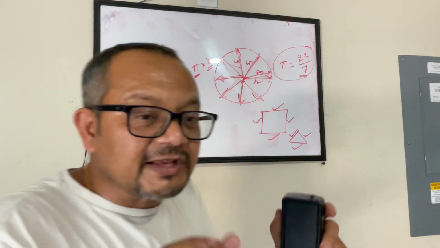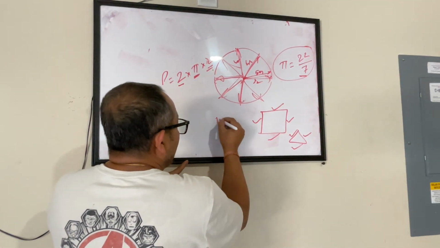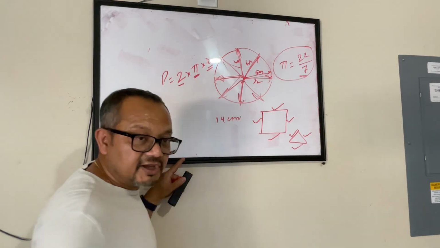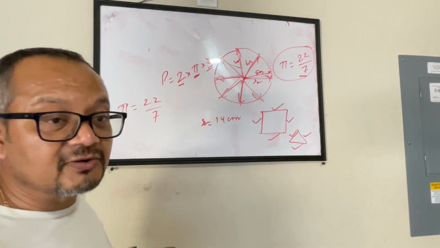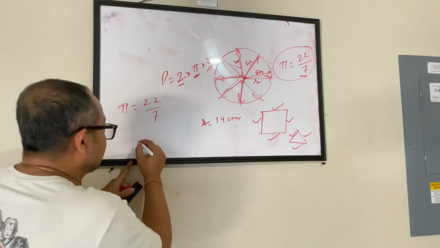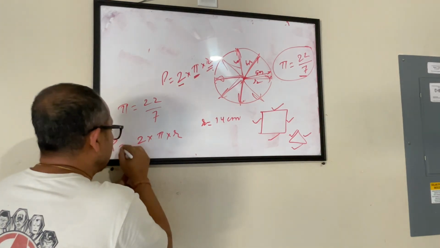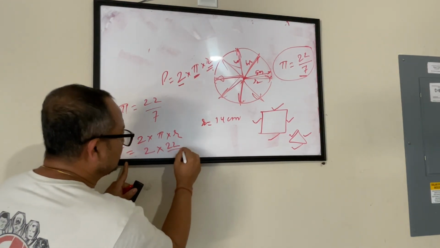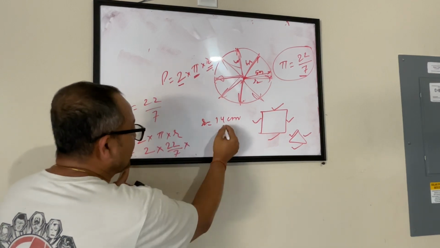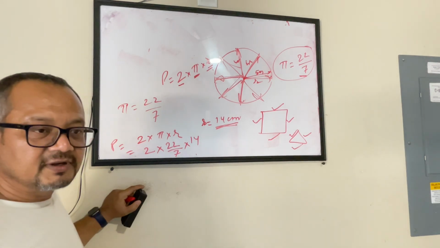Now if I ask you, find out the perimeter of a circle where the radius is 14 centimeter. I'm saying radius is equal to this much. If I say find out the perimeter of a circle, you will say, okay, 2 times pi times r. This is the perimeter. Here what do I know? 2 I know. Pi I also know. And radius is how much? 14 centimeter.